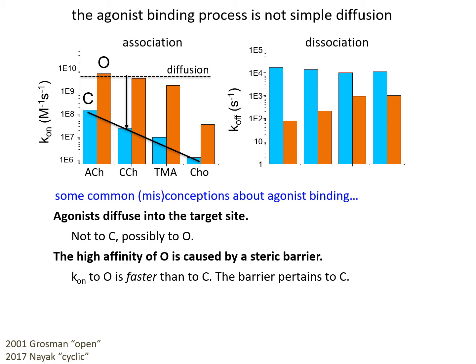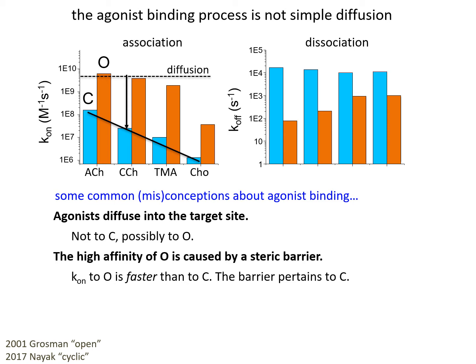There is a barrier that is removed when the channel goes from C to O. Now, I don't know if it's a steric barrier, it could be a tiny barrier, it could be a small charge change, or just a rotation of a single bond. I don't know what that barrier is structurally, but agonists can't get into the C binding site, but they can get into the O binding site by diffusion.